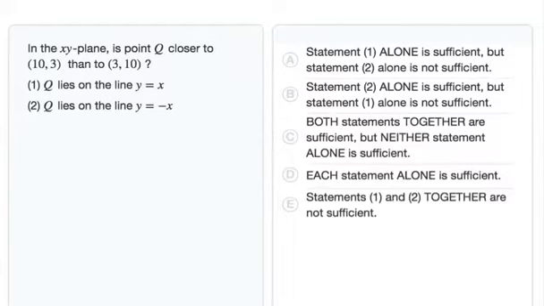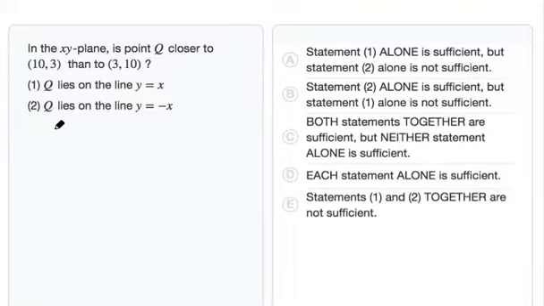To solve this data sufficiency question, we'll consider each statement separately first and then together if needed. Before the statements, let's consider that to determine which point is closer to the point Q, we can use the distance formula to see which of the 2 points has a smaller distance between itself and Q. So before we dive into the statements individually, let's go ahead and jot down the distance formula.